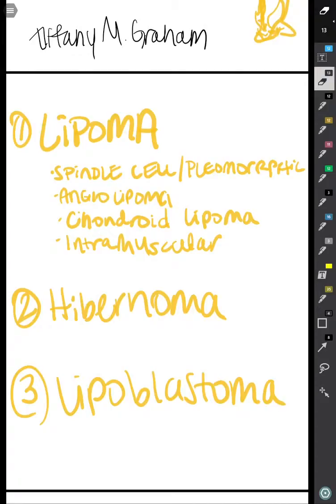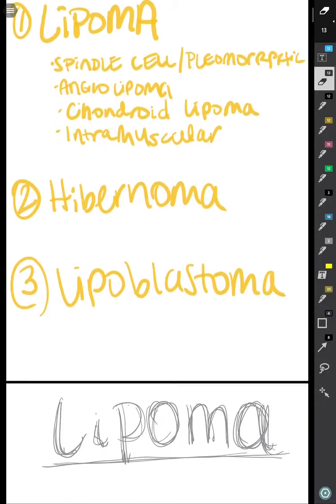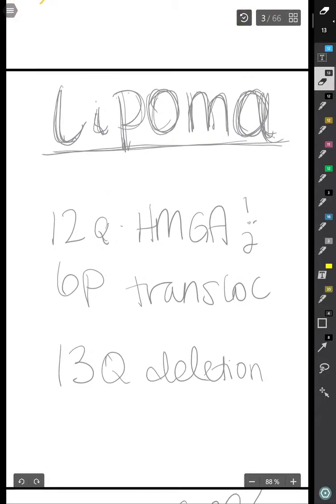Now in general, just to frame your mind, lipomas are in adults, hibernoma is a younger adult, and then lipoblastoma is very young. So it's starting from older going to the youngest. And lipoma is by far the most common, so I figured I'd start there. So what do you need to know for pathology boards? Lipoma, that we have to do 12Q, which is HMGA 1 or 2, and 6P.